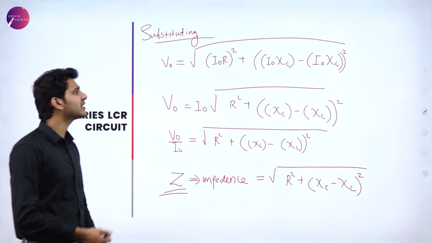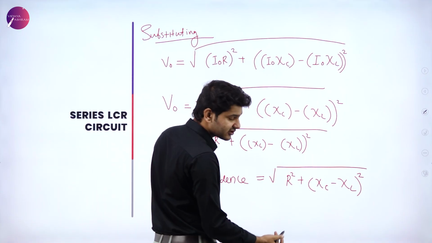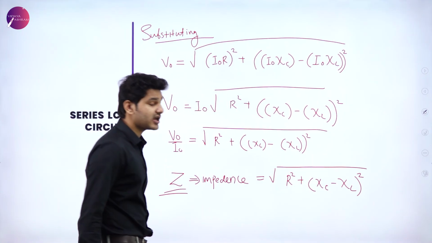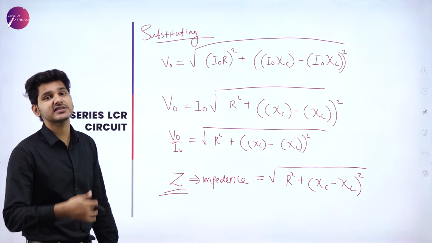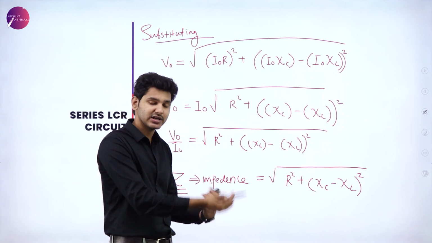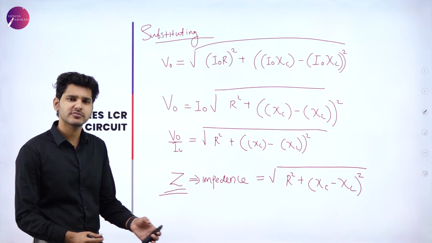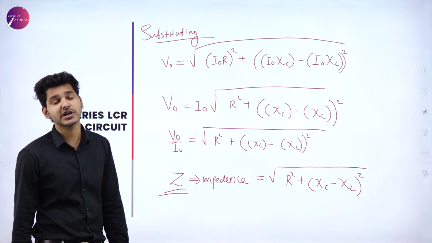But mostly, the only thing you actually require is this particular equation, where inductor resistance, capacitor resistance and normal resistance are given together. You can take this relation and get the net output, that is the net impedance of a particular LCR circuit.